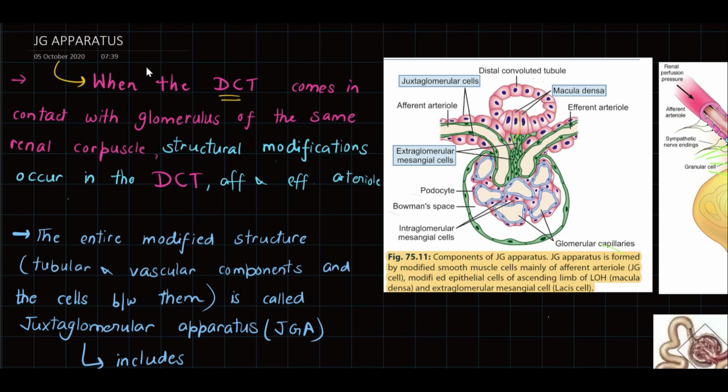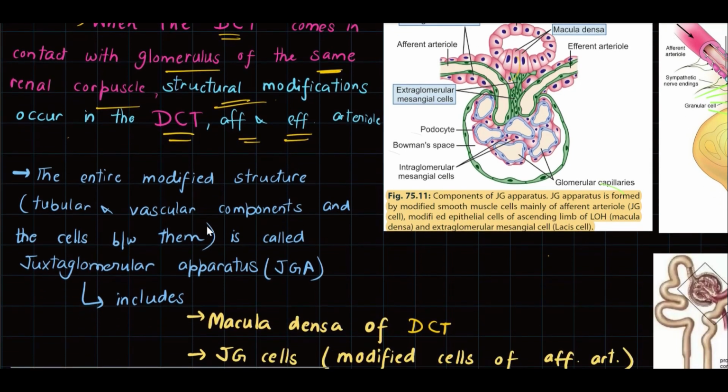So when the DCT comes in contact with the glomerulus of the same renal corpuscle, structural modifications occur in the DCT, afferent and efferent arteriole. तो structural modifications इनके cell में होने वाले हैं. The entire modified structure, tubular and vascular components. Tubular में हम DCT को include करते हैं and vascular components में afferent and efferent arteriole को. And the cells between them is called Juxtaglomerular Apparatus. So JGA के 3 components हो गए, एक tubular component, एक vascular component and the cells between them.